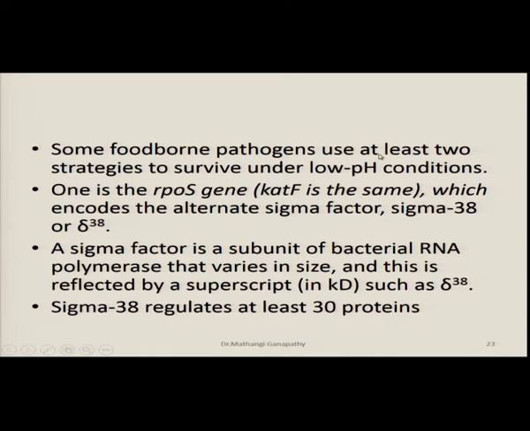Some foodborne pathogens use at least two strategies to survive in low pH conditions. One is the RPOS gene. This includes the alternate sigma factor called sigma 38. A sigma factor is a subunit of the bacterial RNA polymerase that varies in size, and it is reflected by the superscript in kilodaltons, as sigma 38. Sigma 38 regulates at least 30 proteins.